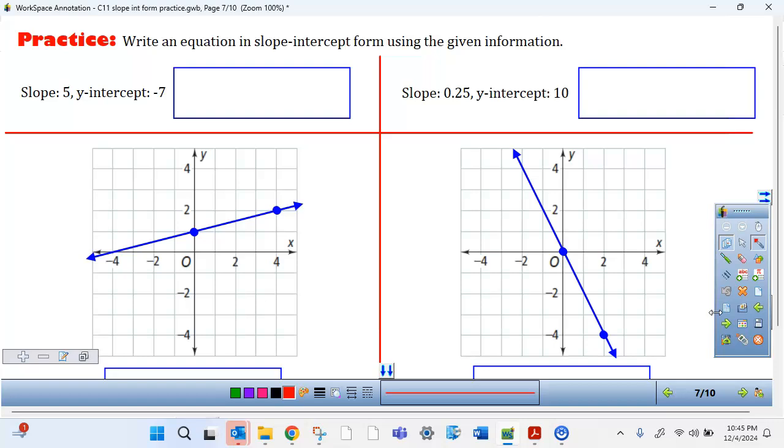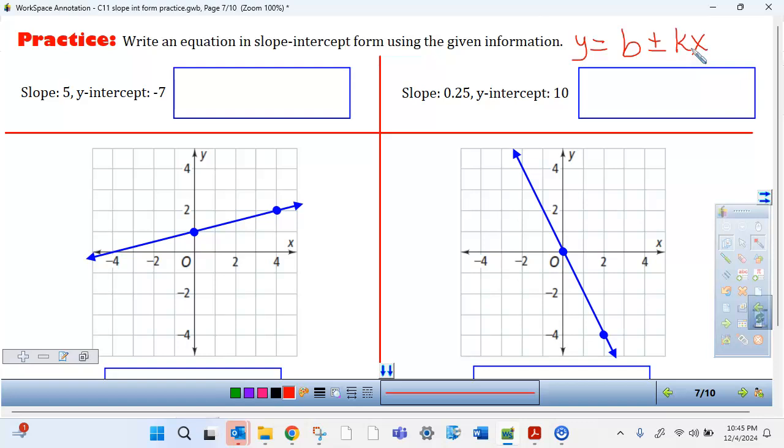It says, write an equation in slope-intercept form using the given information. Slope-intercept form is our formula. Y equals b, the beginning, is the y-intercept, plus or minus kx. The k is the constant rate. That's the slope. So in slope-intercept form, you read the y-intercept, the beginning, and the slope.